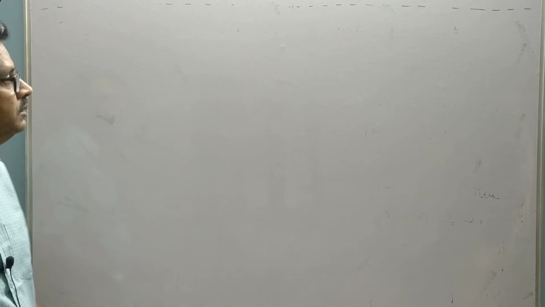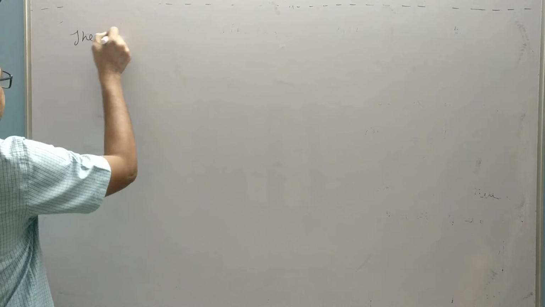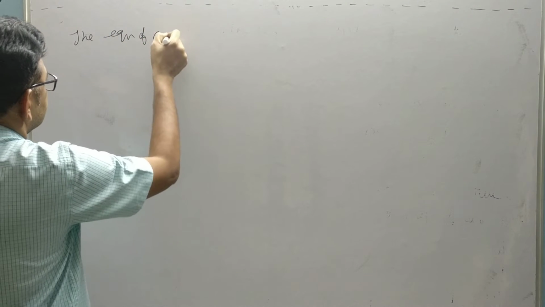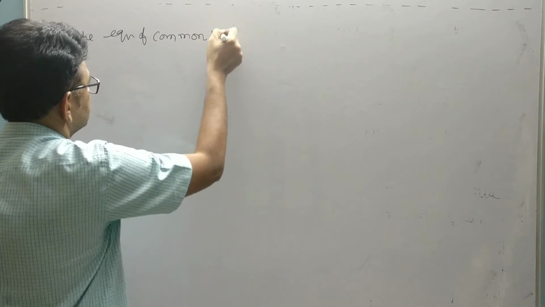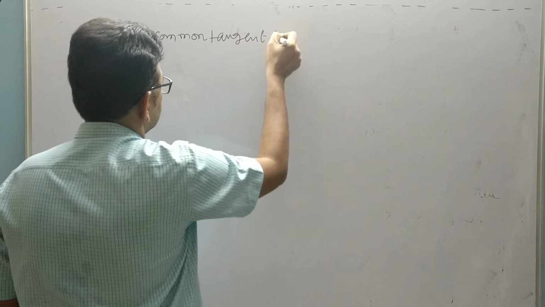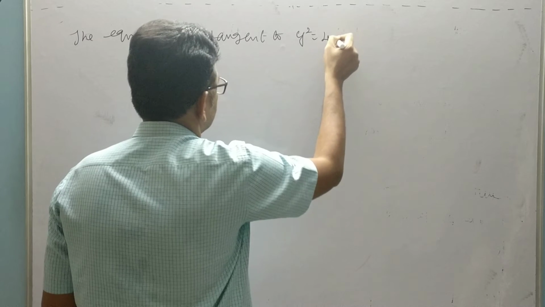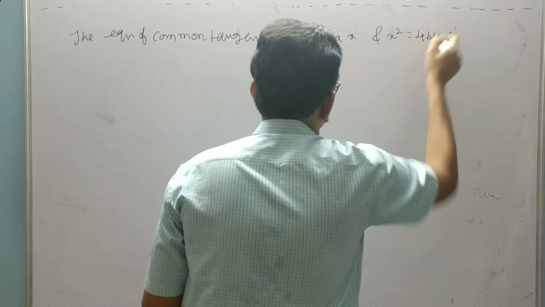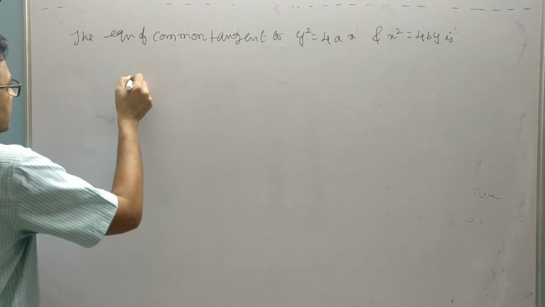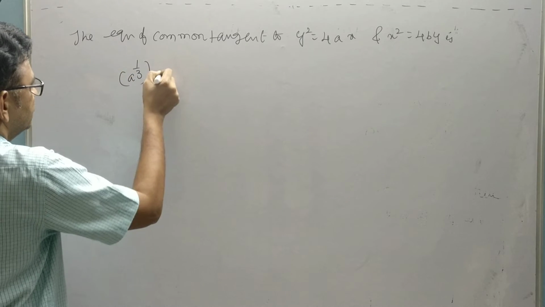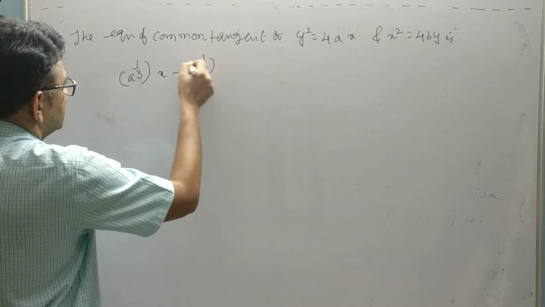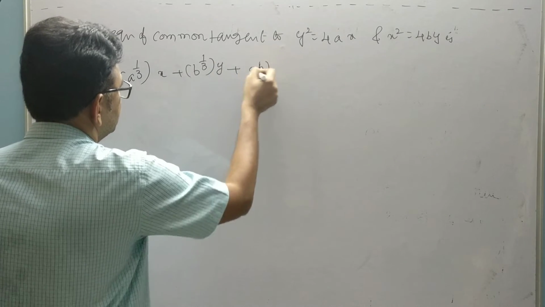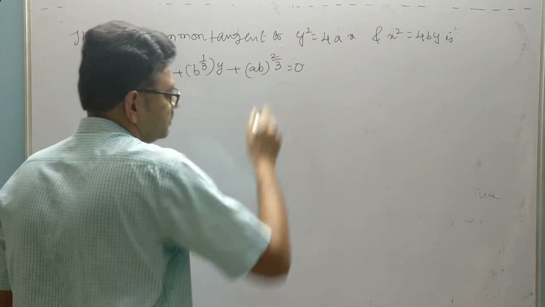Next one, the equation of the common tangent to the parabola y square is equal to 4ax and the parabola x square equal to 4by is a power 1 by 3 into x plus b power 1 by 3 into y plus (ab) whole power 2 by 3 is equal to 0.